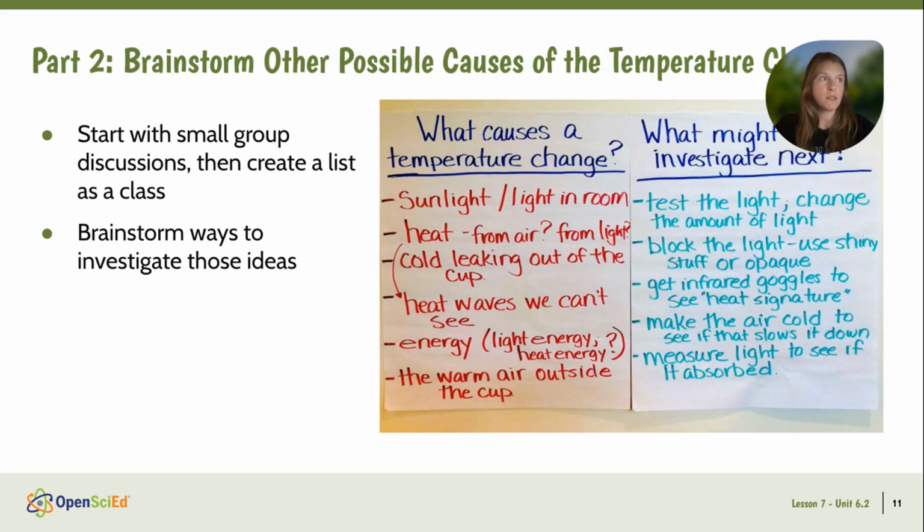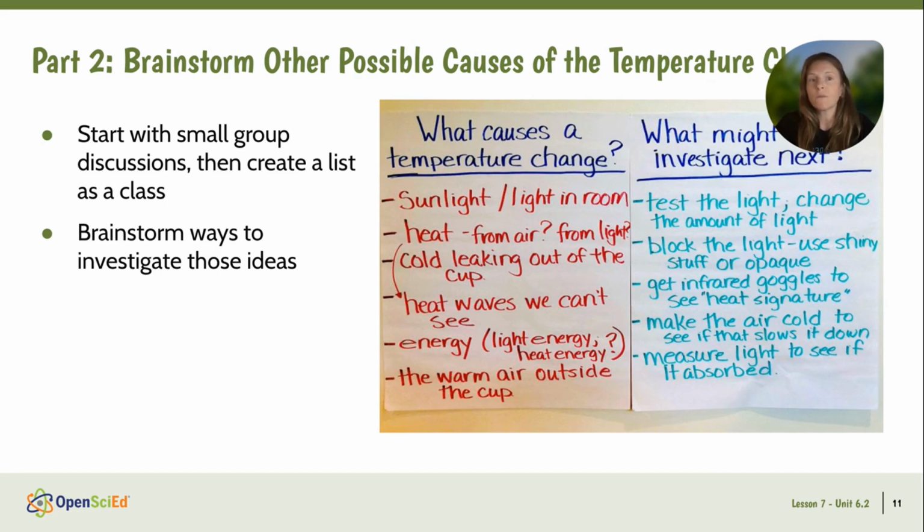We start with a small group discussion where students are articulating what could be causing these temperature changes. They likely have been discussing these ideas throughout the unit. They might even have some ideas on the initial model way back from Lesson 1, which is great because they're ready to share those things out.